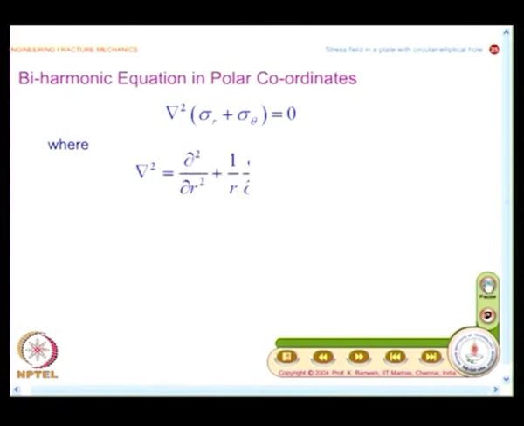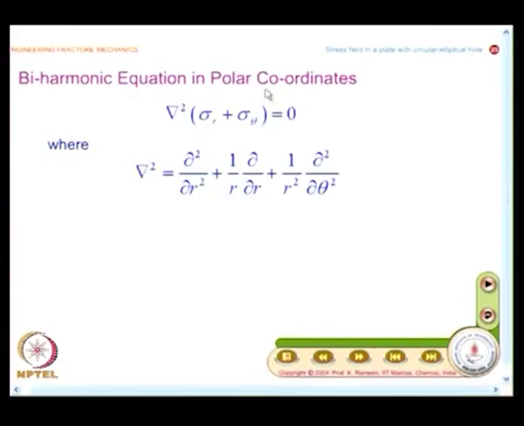And we have looked at the problem in Cartesian coordinates earlier. Now, we look at the problem in polar coordinates. What is the nature of the biharmonic equation in polar coordinates? And we will define what is del squared. So, del squared of sigma r plus sigma theta equal to 0 is the compatibility condition, and del squared is given as dou squared by dou r squared plus 1 by r dou by dou r plus 1 by r squared dou squared by dou theta squared.